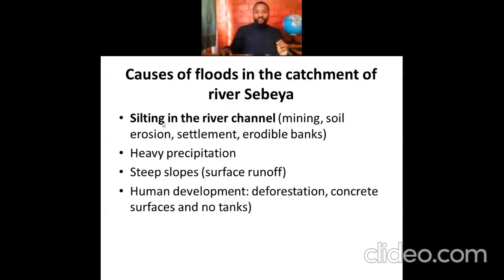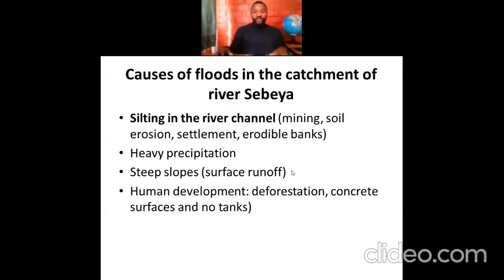Next cause, apart from silting, is heavy precipitation, because this area is close to the equator. So they have reliable rainfall, but very high, causing high surface runoff and quickly resulting in a high peak discharge.